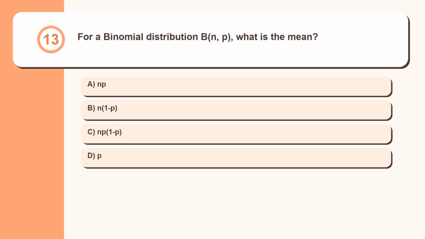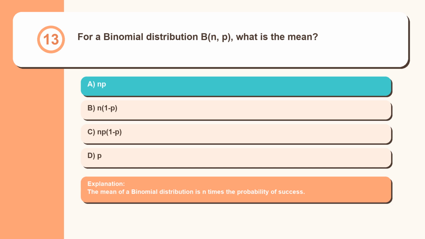Question 13. For a binomial distribution B(n, p), what is the mean? np, n(1-p), np(1-p), p. The mean of a binomial distribution is n times the probability of success.